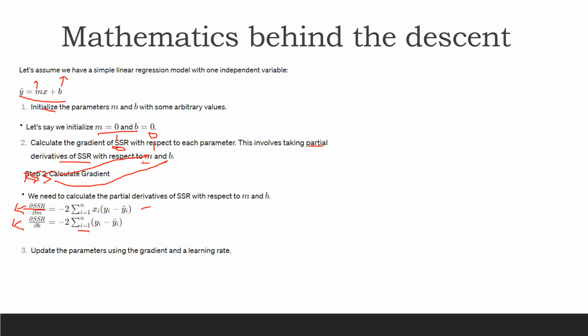So now these parameters are updated using a gradient and a learning rate. This is what I was saying just now. This gradient, now we know the gradient. Now we have a predetermined learning rate, which is denoted by alpha. That was also covered in the initial slide.